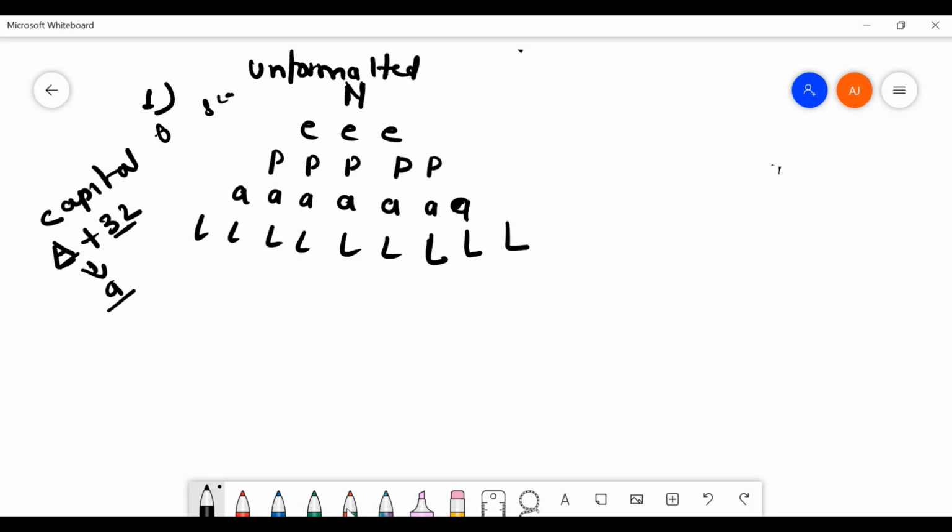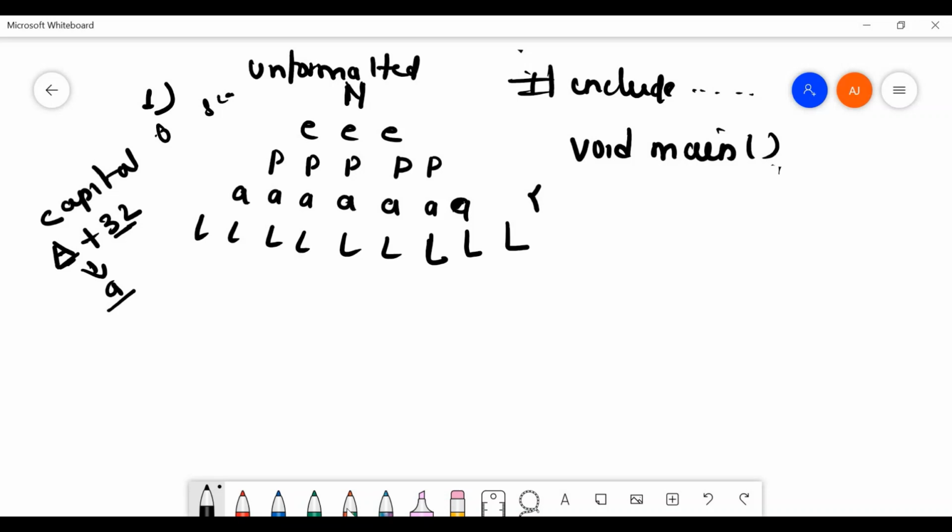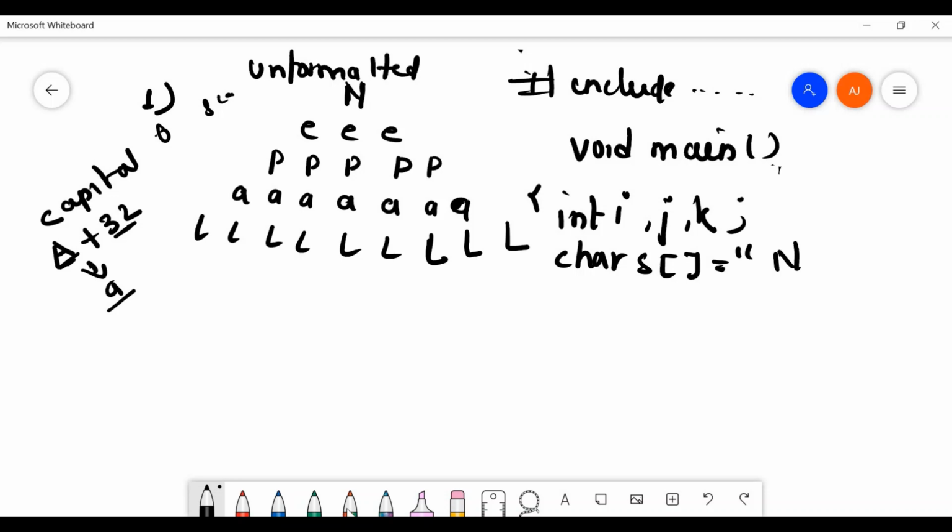Fine, so I'm going to write the program for this. So let's start. Void main. Okay, so here you write the include. Next, let me take i, j, k for my loop. Okay, and let me take a character array s, which already contains NEPAL. Okay, so I'm already taking all in capital letters. So we need to convert this to small according to our need. Fine.